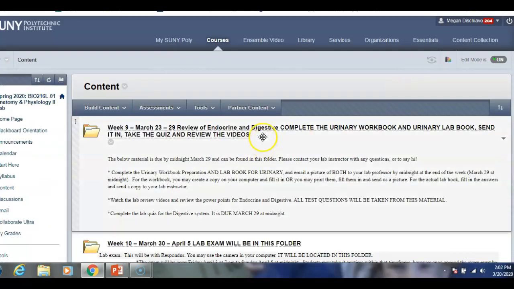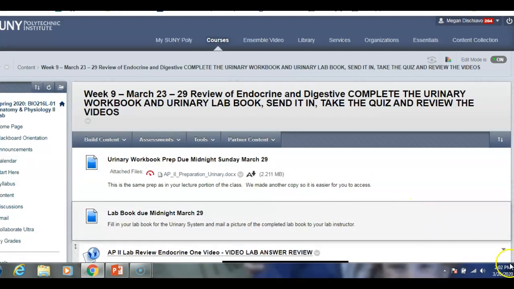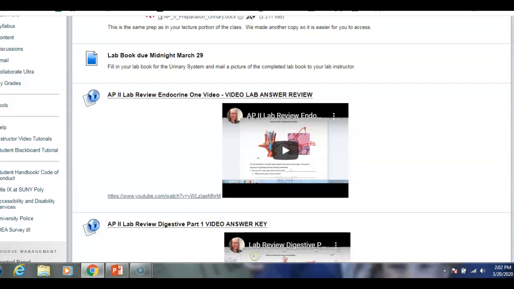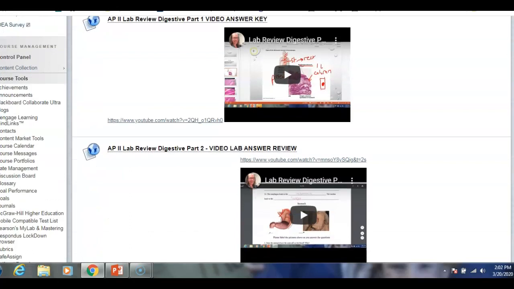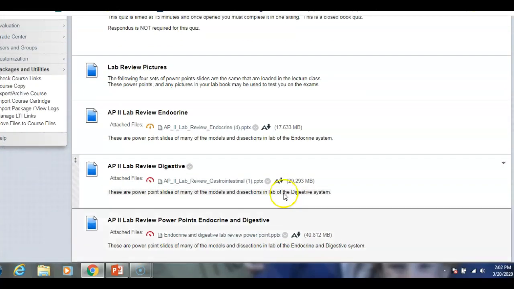If we look at week 9, we have completed endocrine and digestive in person. What is in this folder is the video lab answer key. I've gone through and videotaped with the answer key all of the answers for endocrine and digestive. There's 2 for digestive because it's so much bigger. I've added also PowerPoints. These PowerPoints were in your lab review in your lecture section, so they match. They're the same ones. I just brought them over into the lab so it'd be easier for you to follow.